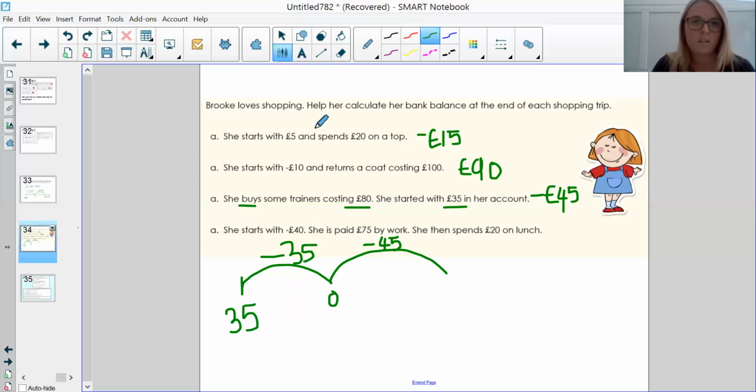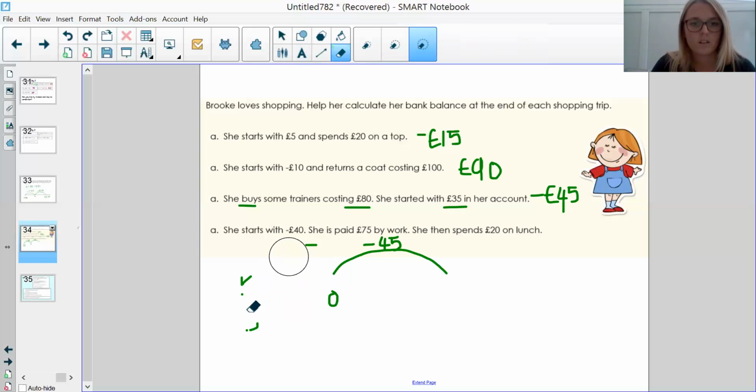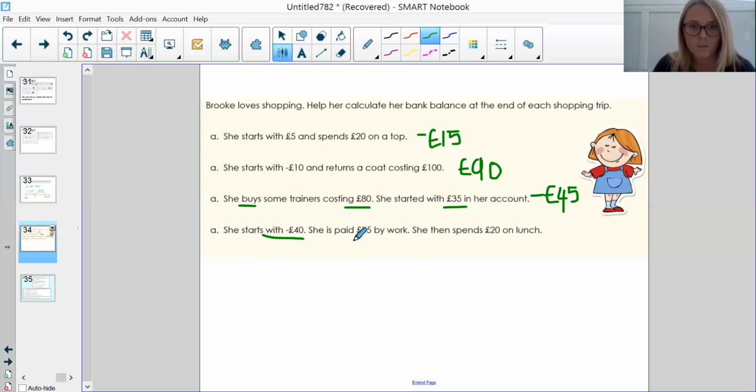Okay, and then the last one, she starts with minus £40. Okay, she is paid £75 by work. She then spends £20 on lunch. So we've got a 2-step problem here. So we need to do 1 step and then we've got to spend £20 on lunch.